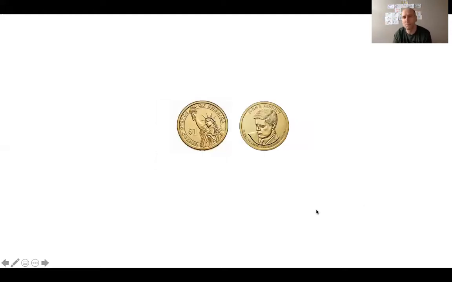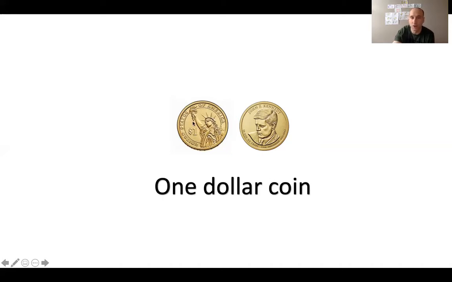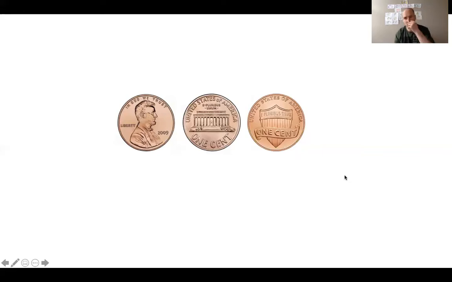Oh, easy one. Easy one. You boys and girls know this. This is the $1 coin right here. The gold coin, the dollar coin, 100 cents. Too easy. Cha-ching.